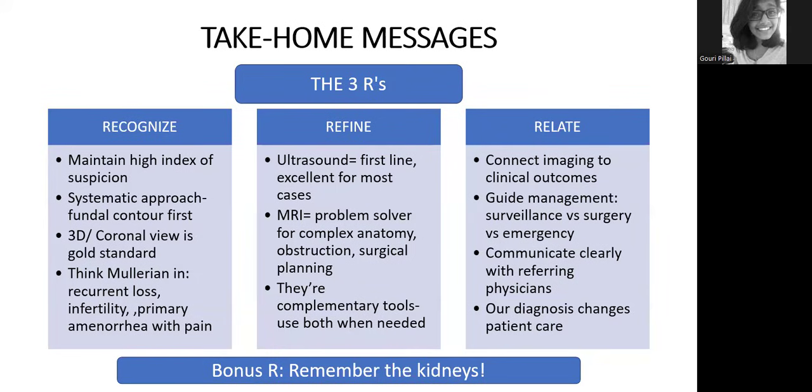The take-home message would be the 3 R's. Number 1, to recognize these anomalies by maintaining a high suspicion and using 3D coronal views whenever available. We should refine our diagnosis using ultrasound as a first line and MRI as a problem solver. And thirdly, we should relate our imaging to clinical outcomes, since our diagnosis changes the patient care. The bonus R here would be to always remember the kidneys. Whenever there's a Mullerian anomaly, always check the kidneys.